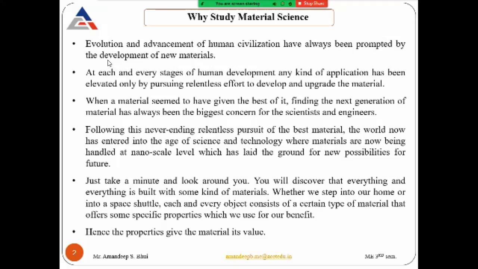So when the material seemed to have given its best, finding the next generation of material has always been the biggest concern for scientists and engineers. Okay. So at each stage, when you say that this is the best material, say if I'm using a mobile. So the mobile cover, say it was made up of metal sheet. Okay. So I would say that this is the best material.